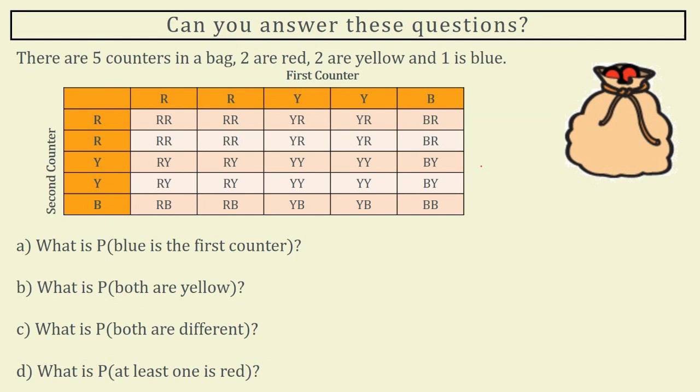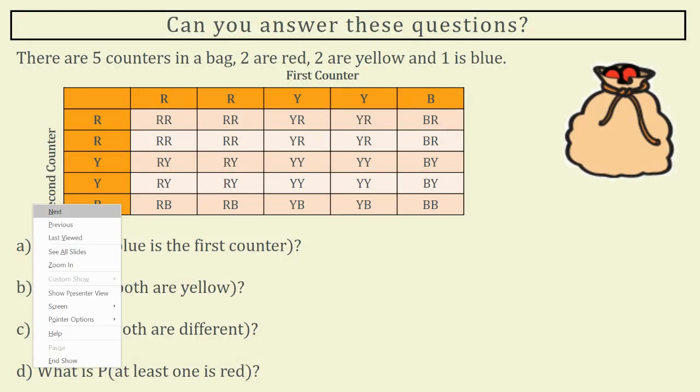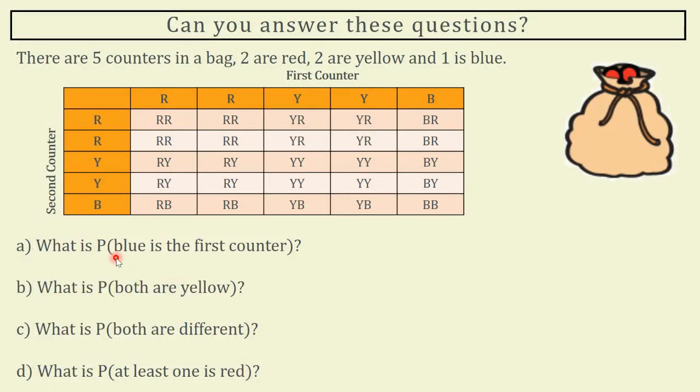Okay, so we're going to see if we can answer these questions. And this is one of those bits where I'm going to pause the video a little bit and let you have a think. Can you answer these 4 questions? So let's just check we understand what the 4 questions mean. The first one says, what is the probability that blue is the first counter? I don't mind what the second counter is. And can you give that as simply as possible? Simplify it down as far as possible. Blue is the first counter. Don't mind what I get next. The second question says, what's the probability that both are yellow? Okay. What's the probability I get yellow and then yellow?